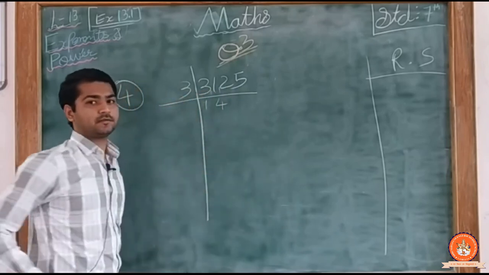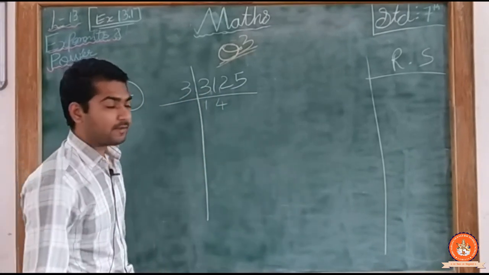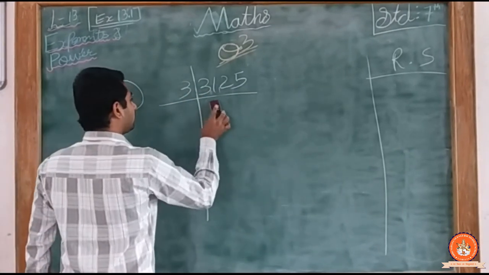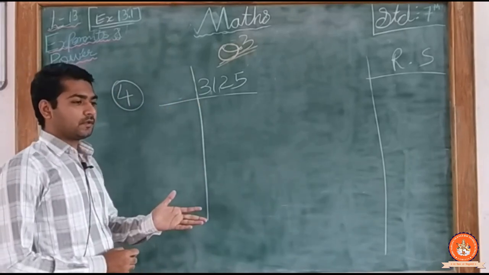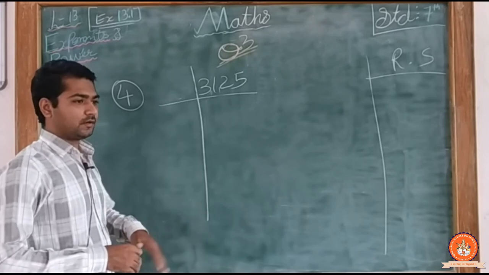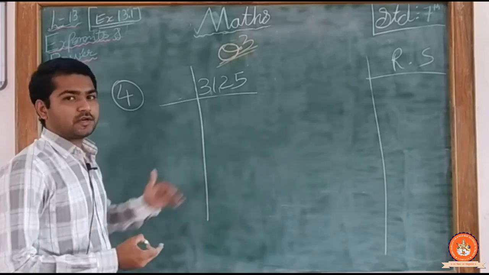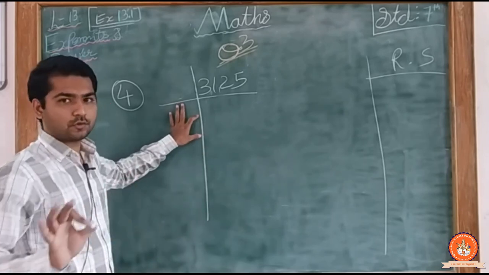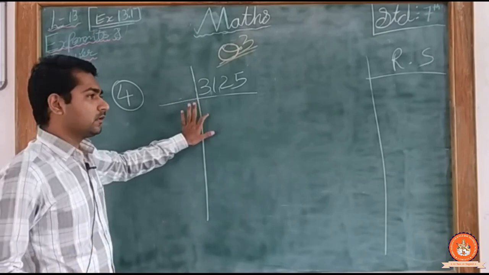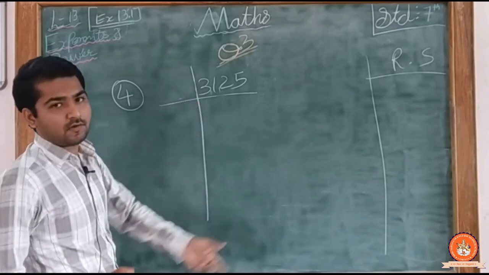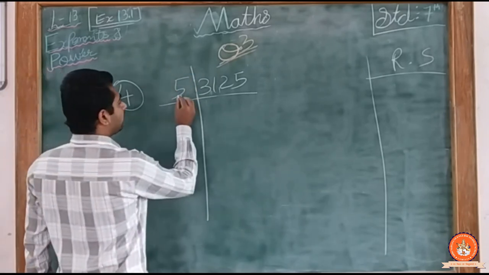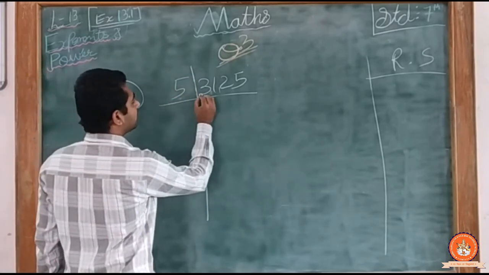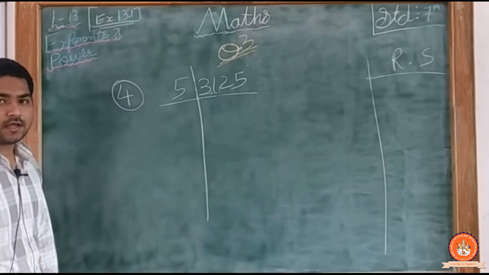So coming to 3: 3 1s are 3, 3 4s are 12, again 5 remains, so it is not possible to divide by 3 also. Now we will divide by 4, but 4 is an even number, and if 2 is not divisible for this number, then 4 is also not divisible. So we will come to 5. Let's try with 5. 5 1s are 5, 5 2s are 10, here is 31. So we take 5 6s are 30.